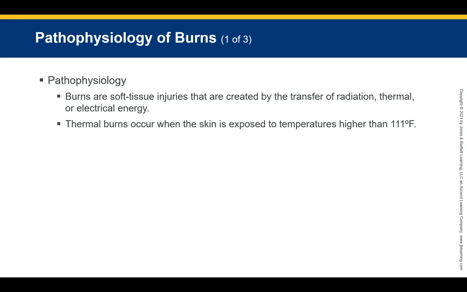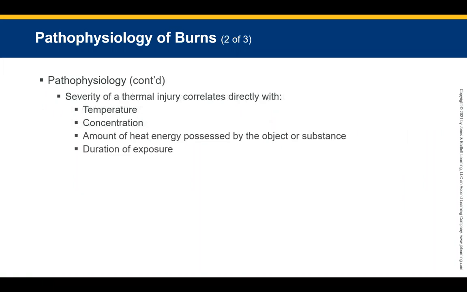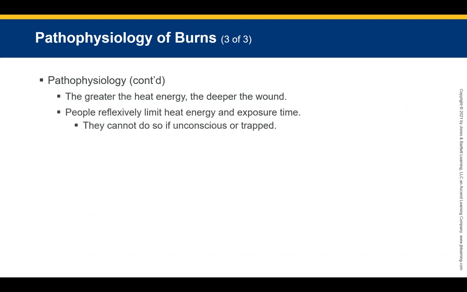Let's say thermal burn. Now, granted, the thermal can create other types of injuries, but a thermal burn is anything higher than 111 degrees. The severity of the thermal injury correlates directly with temperature, concentration, amount of heat energy possessed by the object or substance, and the duration of the exposure. The pathophysiology of burns includes that injuries are very progressive. The greater the heat injury, the deeper the wound.